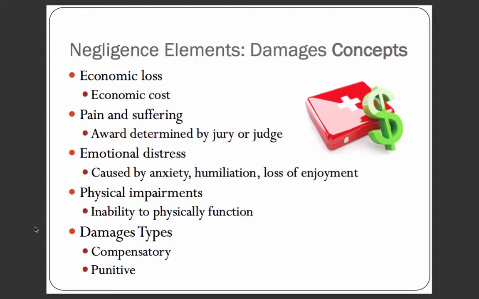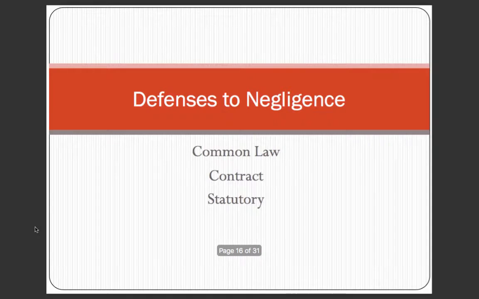And then also different types of damage exist in addition to compensatory damages, where you're trying to get money for your loss. Punitive damages is an additional type of money damages that you could ask the court for to punish the other side, to make an example out of them. So those are the elements: duty, breach, causation, and damages.